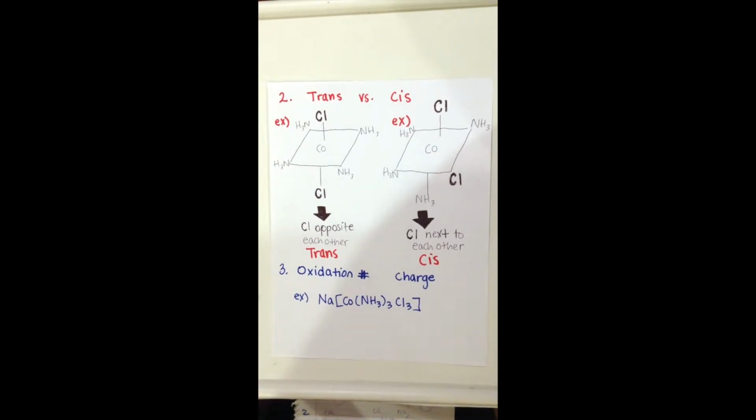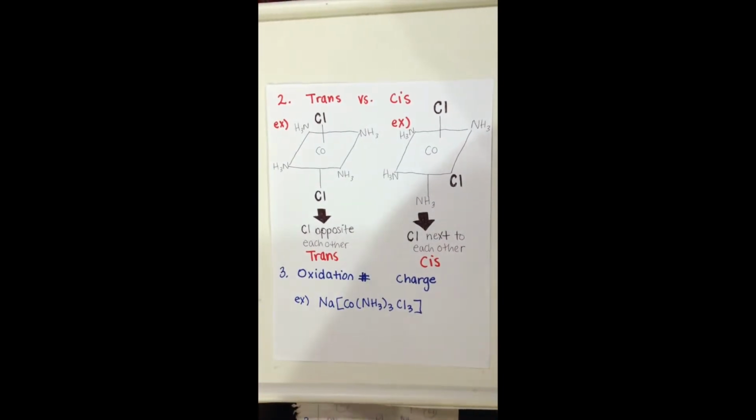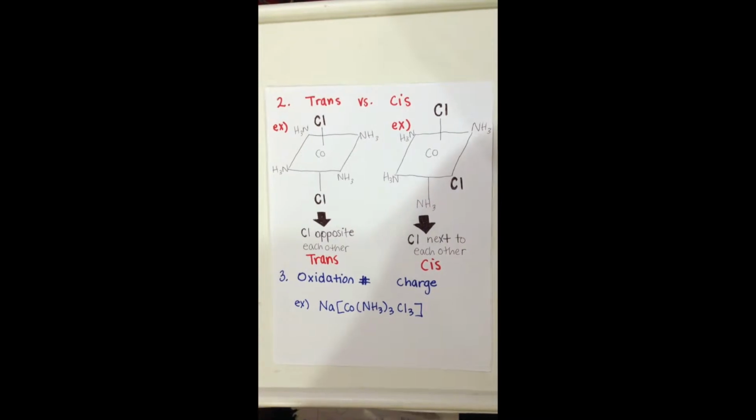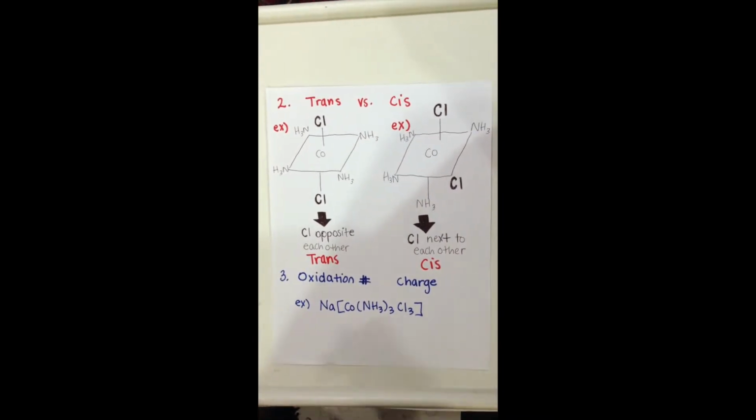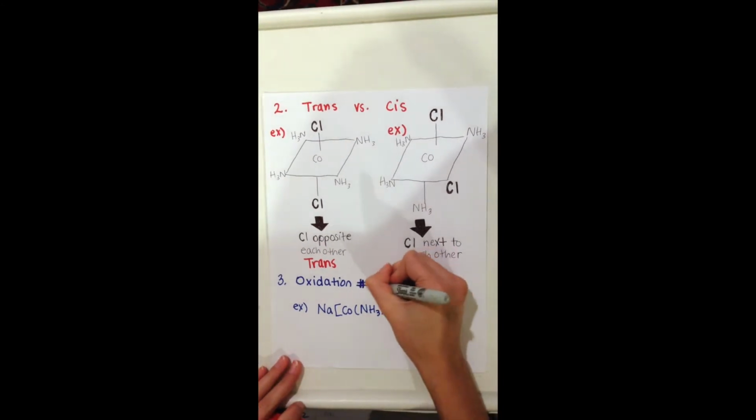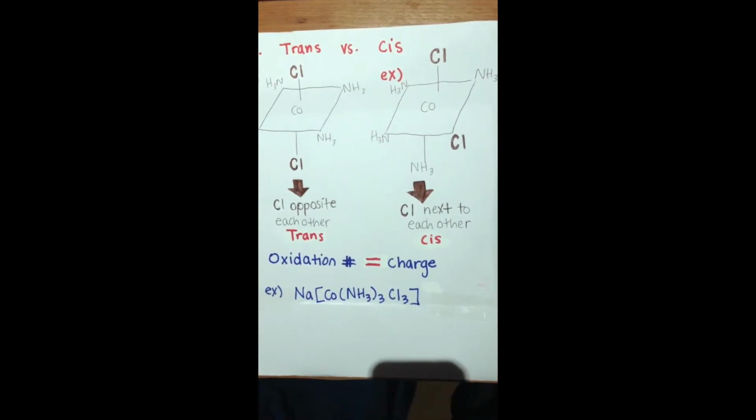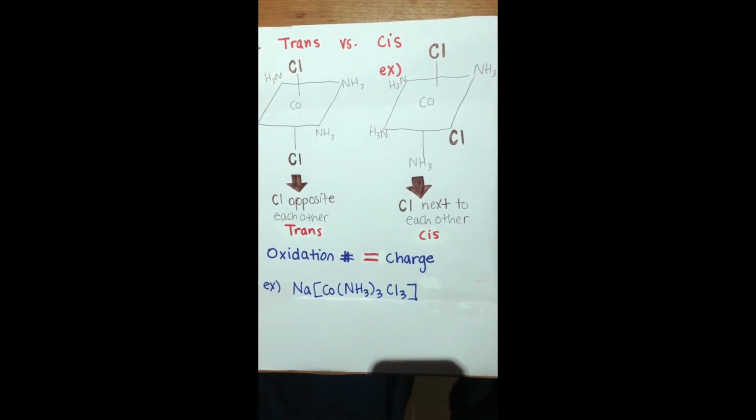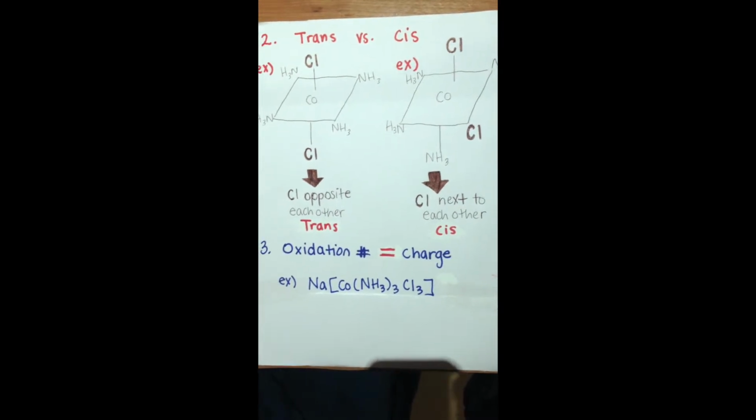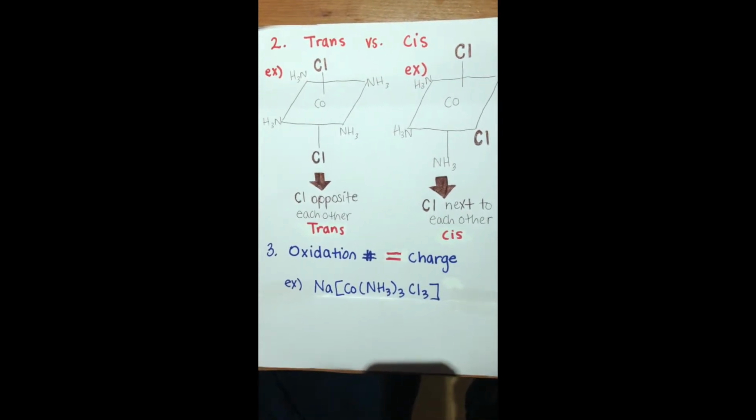A third concept to be familiar with is oxidation number. The oxidation number of a central metal ion in the coordination compound equals its charge. Now let's do an example that involves finding the charge of the central metal ion of this coordination compound.